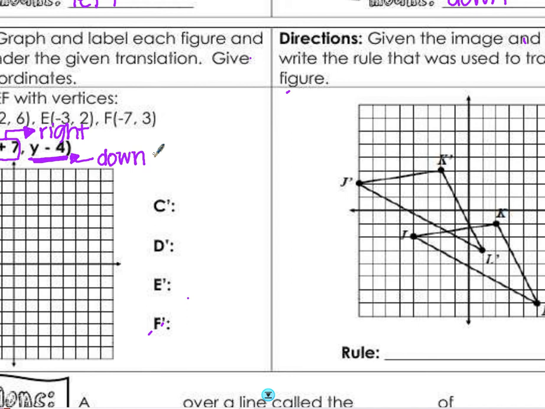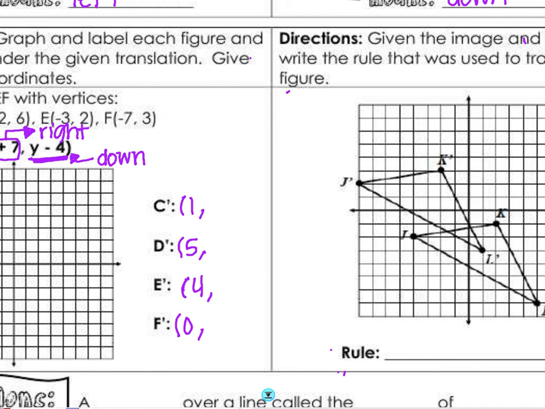Okay? Now personally, when I'm moving a lot, it's kind of hard for me to tell. So my counting is not always the best. So what I'm going to do is I'm actually going to take the x coordinates and I'm going to add 7 to all of the x coordinates. So pause for just a second and I want you to do that. Add 7 to all of the x coordinates. So pause.